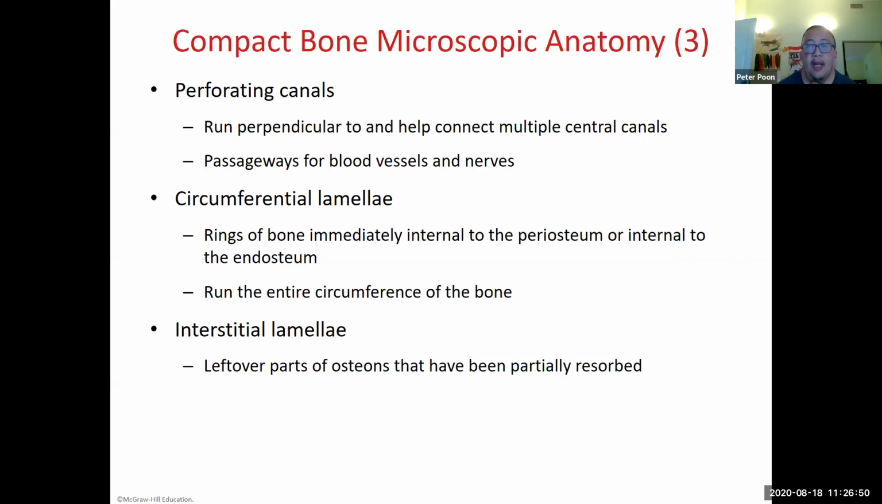Now, the central canals always run parallel to the length of the long bone, but they have to communicate with each other. So there's another set of canals that connect central canals to each other, and those are called perforating canals or Volkmann canals.